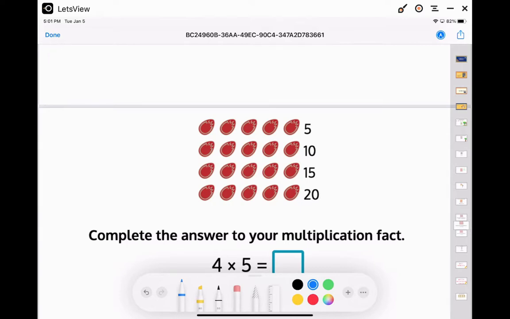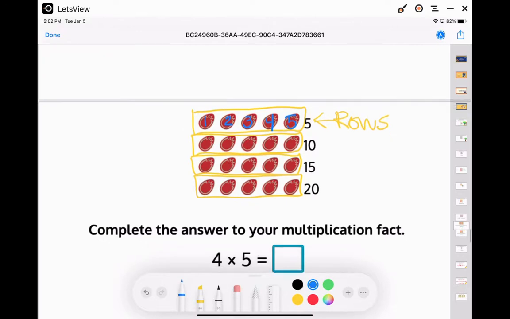Based on our array, we have 4 rows. 1, 2, 3, 4. We also know that there are 5 seeds in each row. 1, 2, 3, 4, 5.